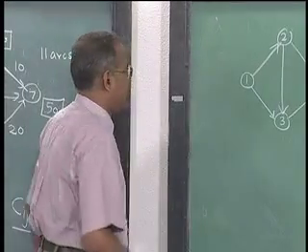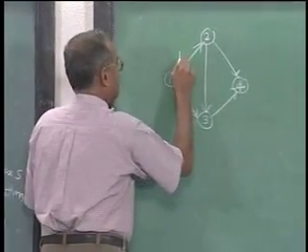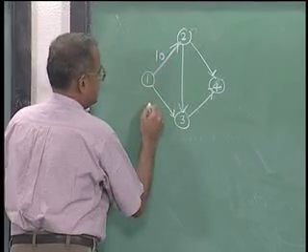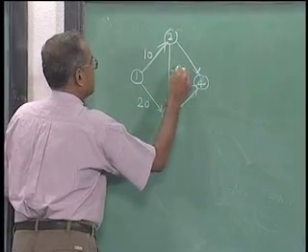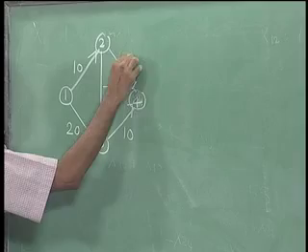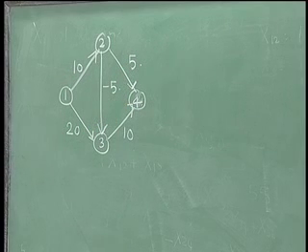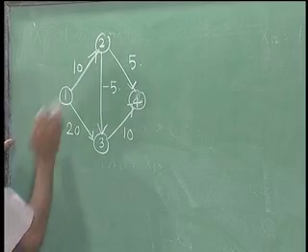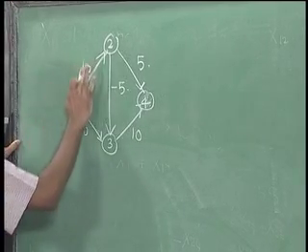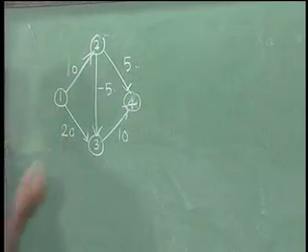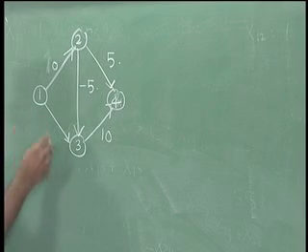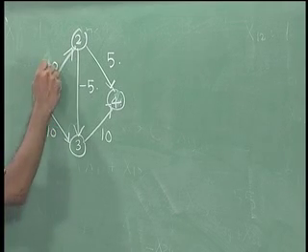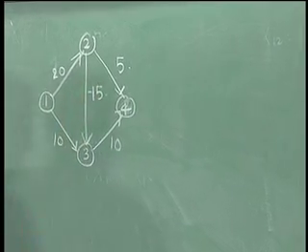So let us consider a simple network where the distance here is 10. We call this 20, we call this minus 5, call this 10, and we call this 5. So let these be the distances that we have here. Let us say we call this minus 15.